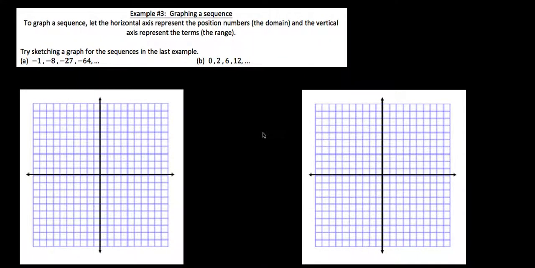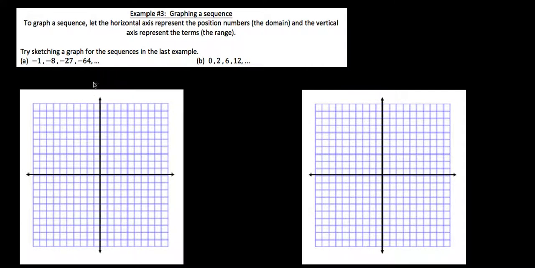Okay guys, we've been exploring this idea of a mathematical sequence, a list of numbers that occurs in order. So far we've talked about some vocabulary: these sequences all have terms, and these terms occur in a certain position. We've seen that we can use a rule to find the value of a term in a given position. In this video we're going to look at graphing our sequences.